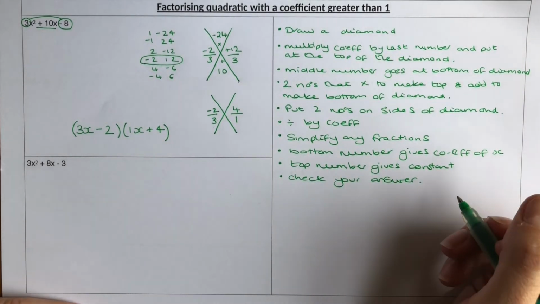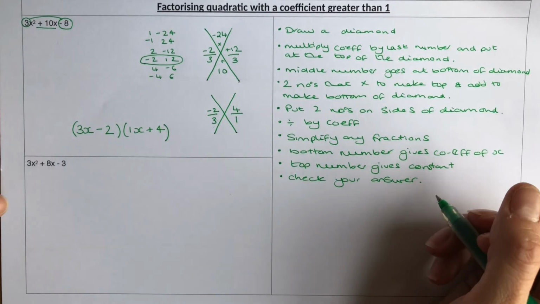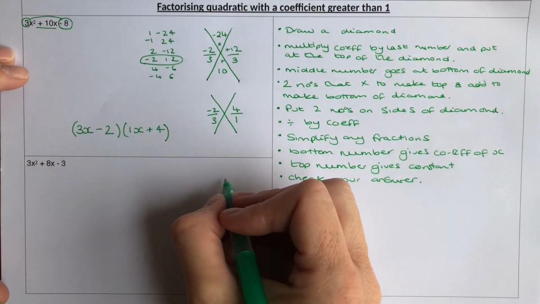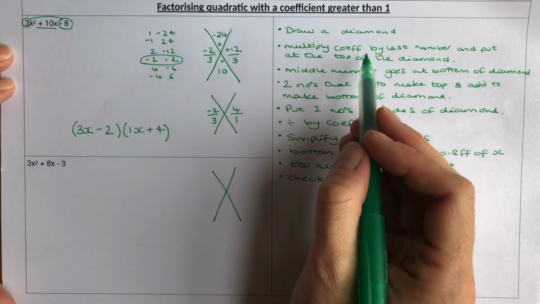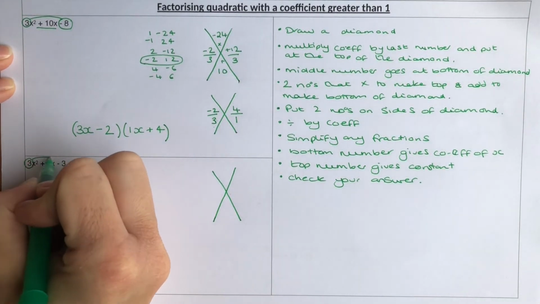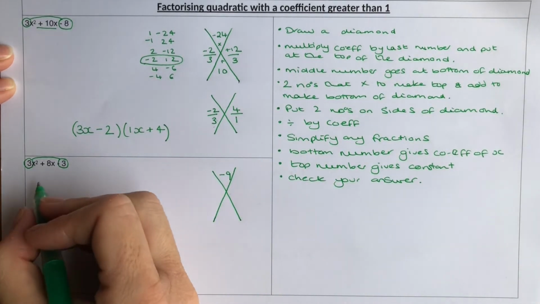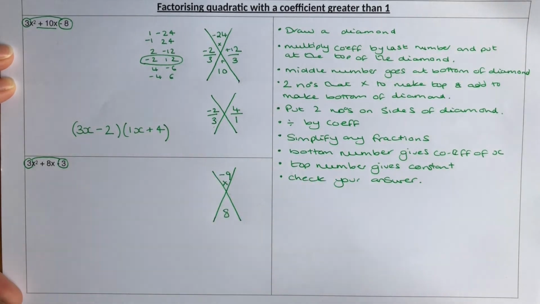Okay, so it seems like a lot of steps, but I've just tried to break it down for you so it's nice and easy to follow. So let's do this second example together. So first thing you need to do, draw a diamond. Lovely. Multiply the coefficient by the last number and put it at the top of the diamond. So 3 lots of -3 is -9. The middle number goes at the bottom. So I need two numbers that times together to make -9 and add together to make 8.